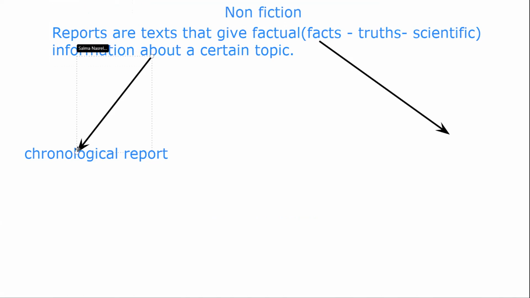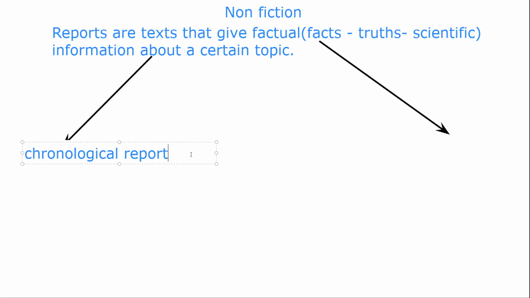One of the non-fiction texts is also a biography. What's a biography? It's when you tell the life story of someone, when you tell someone's life in a story or in a book. This is a biography. And it's usually chronological. What do I mean by this?